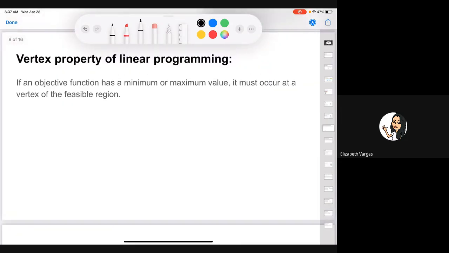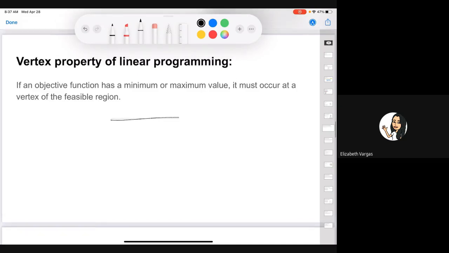Okay, and this is where we get to the vertex property of linear programming. It says if an objective function has a minimum or maximum value, it will occur at a vertex of the feasible region. So again, our feasible regions can be a lot of different shapes, but the vertices are going to be those that lie on the outside. And so those points that lie on the outside are going to represent your minimum and your maximum values.